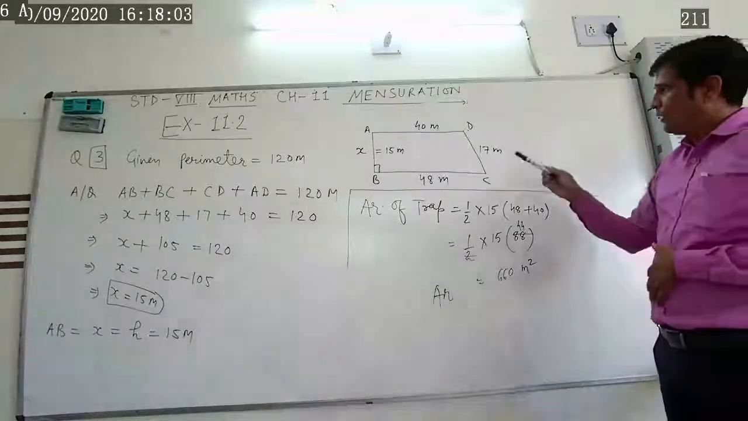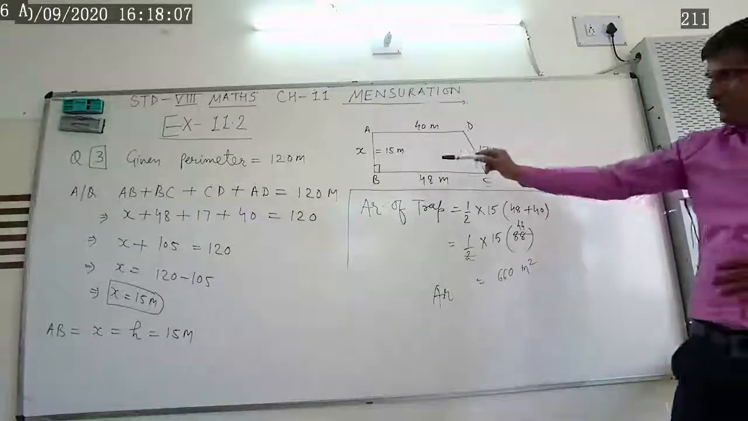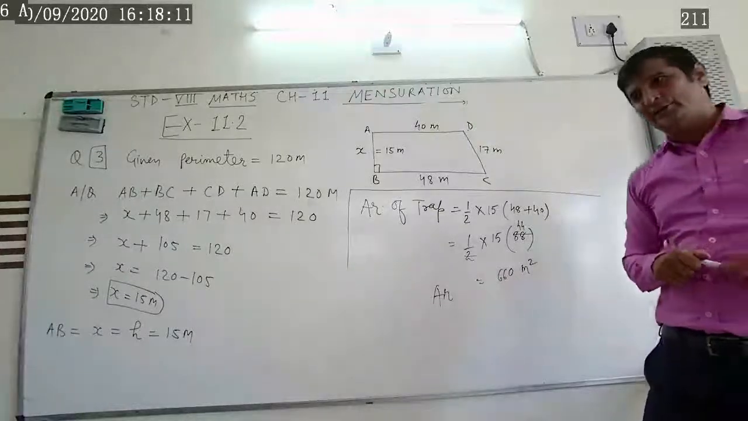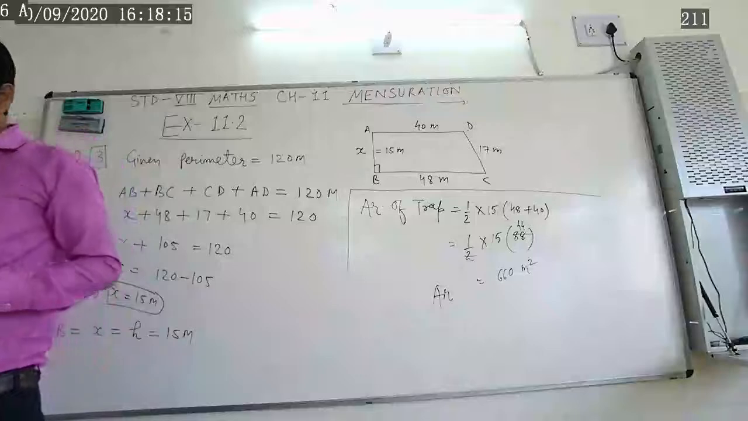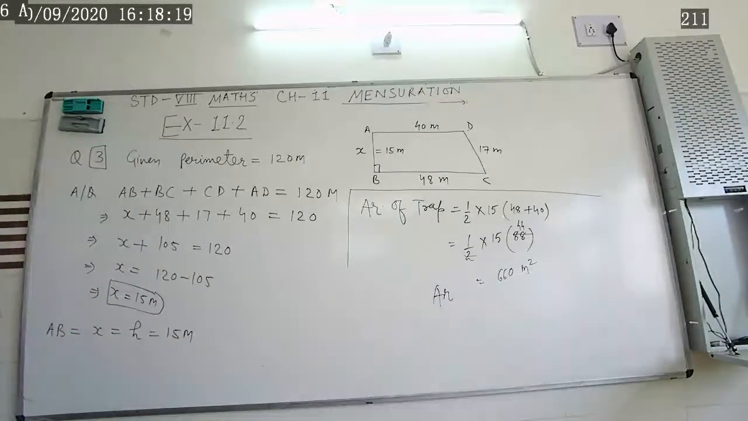Clear everybody? How I calculated this unknown side AB? AB is nothing but the perpendicular distance. It is given the name altitude. Clear everybody? So this is the question that you have to see clearly. Then question number 4, beta.